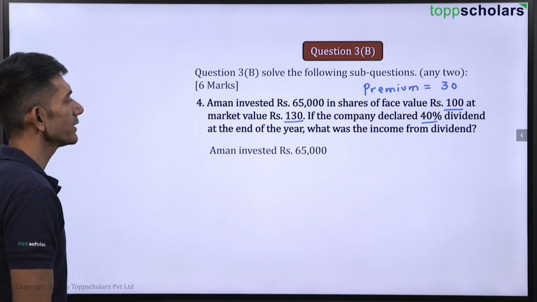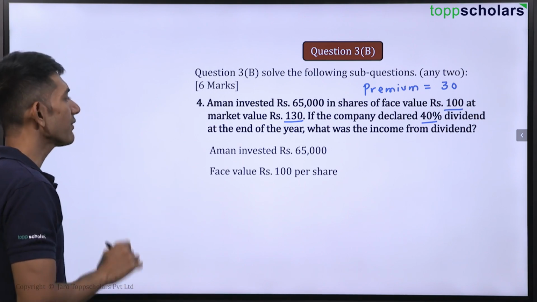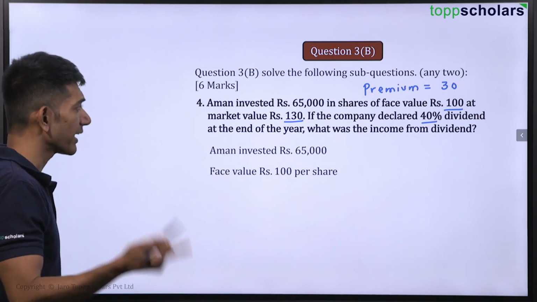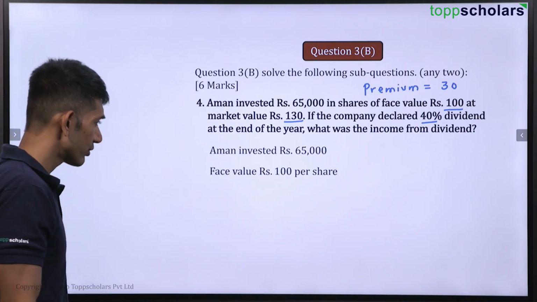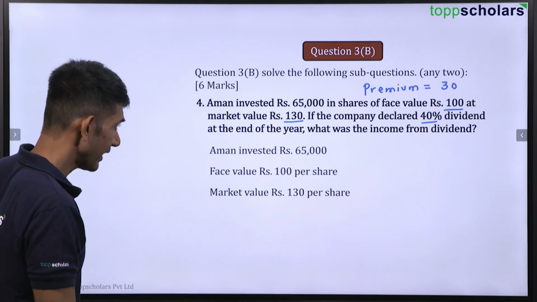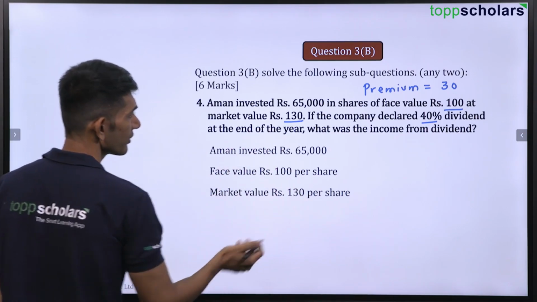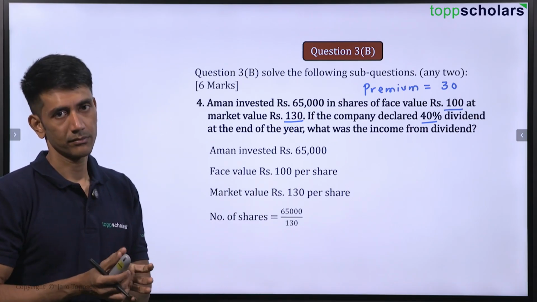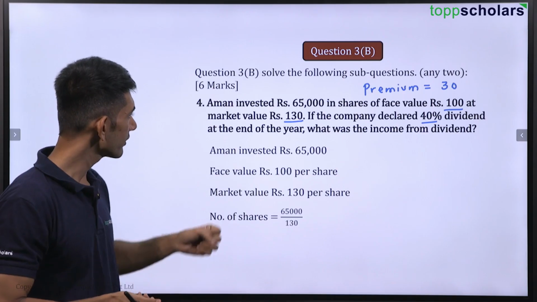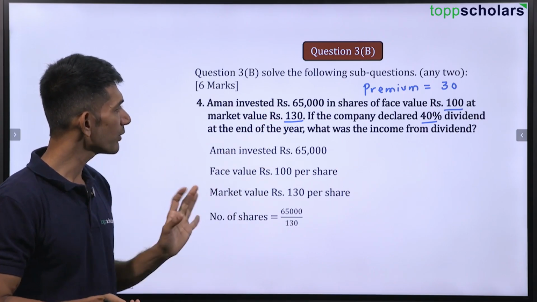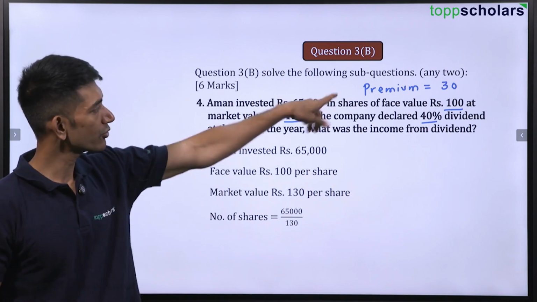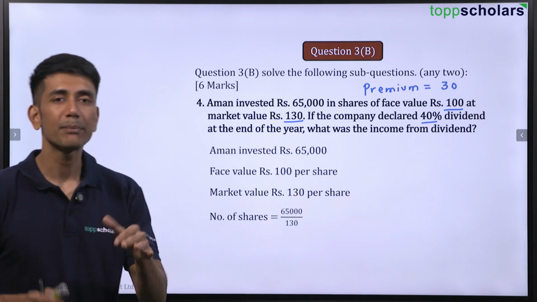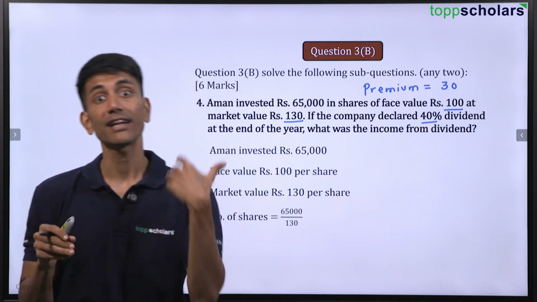So the total amount invested is 65,000 rupees. Face value, always remember, dividend is not given on the market value, it is given on the face value. So the face value is 100. Market value will be what? 130 rupees, which is given. Number of shares: he purchased the shares at 130 rupees, because whenever you purchase, you are not going to purchase at the face value. Every time face value is not going to be equal to the market value. That happens only when it is at par. But here it is at premium.